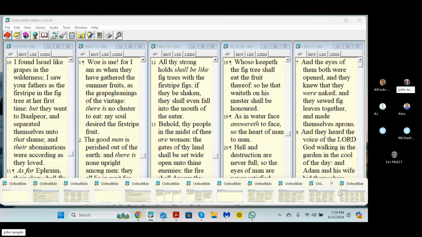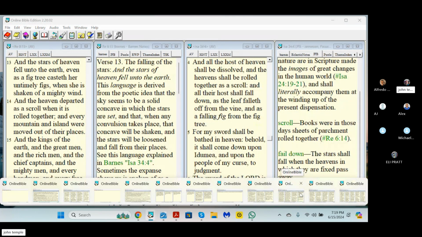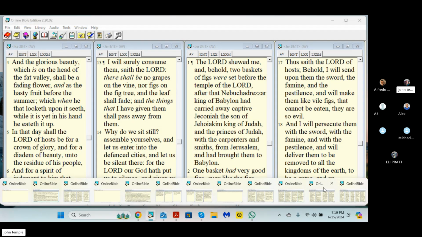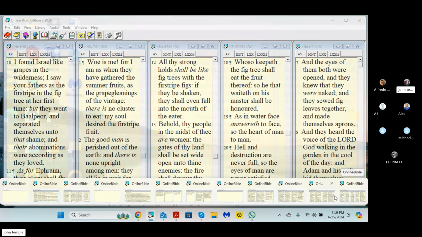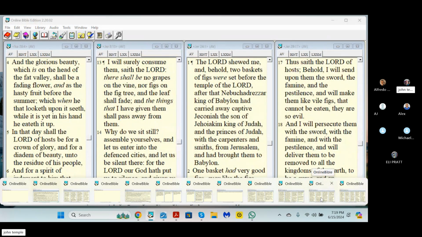And then, 29:17, Hosea 9, Hosea 3. Where is this one? Proverbs 27. Here it is. Okay. Isaiah 28:4. We read that 5 times already.